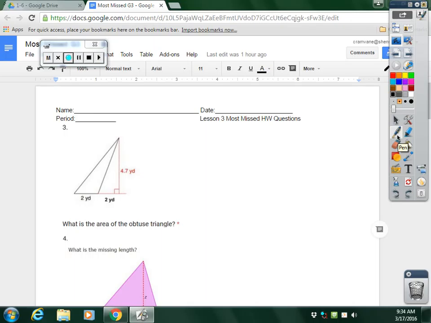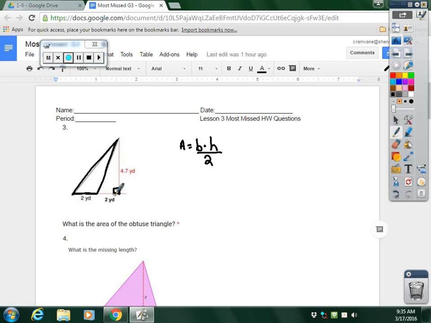So first most missed question was number 3, right? This is an obtuse triangle, okay? And the first thing you should write down, and it should already be on your papers for those of you who forget, is the area formula for a triangle. You have to find the base, you have to multiply it by the height, and you have to divide by 2. So if you look at this obtuse triangle, the base is the one near the 90-degree angle, okay?